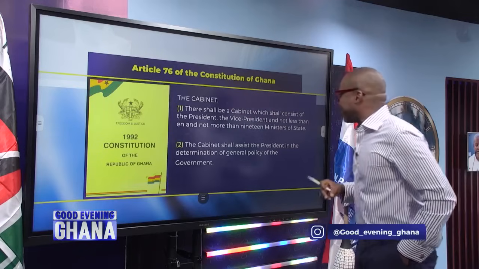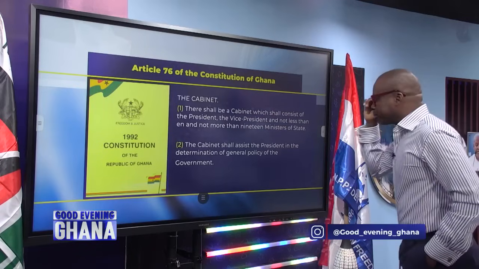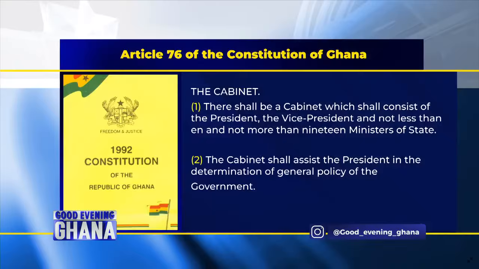Article 76 of the Constitution, the cabinet. There shall be a cabinet which shall consist of the president, the vice president, and not less than and not more than 19 ministers of state. What is the role of the cabinet?